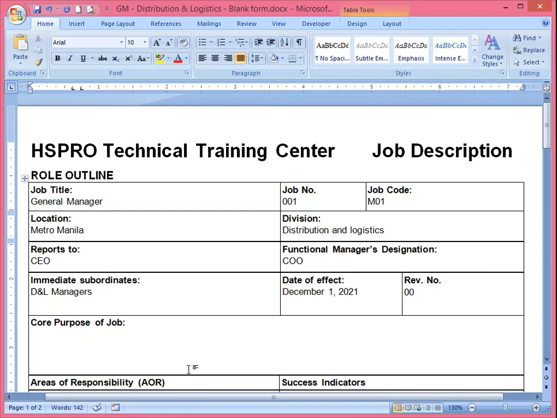So what the job is for, let's say, for example, to drive the distribution and logistics business strategic plan, because this is a GM position, and the main responsibility of a GM, general manager, is all about long-term business plan or long-term strategic plan. So we're writing here a strategic plan.